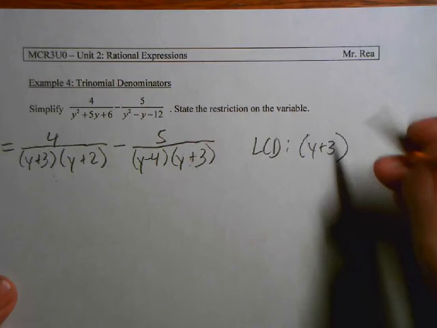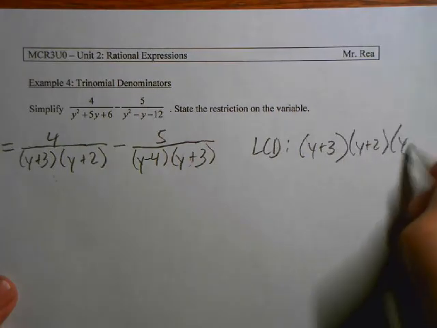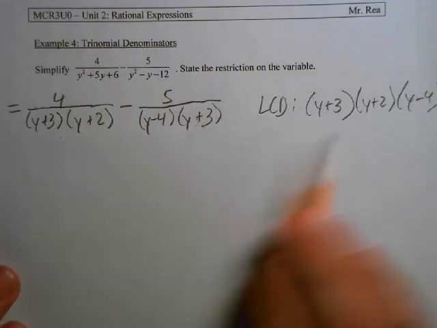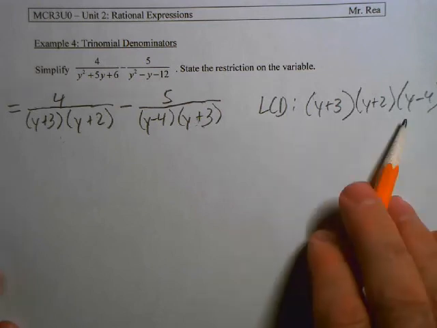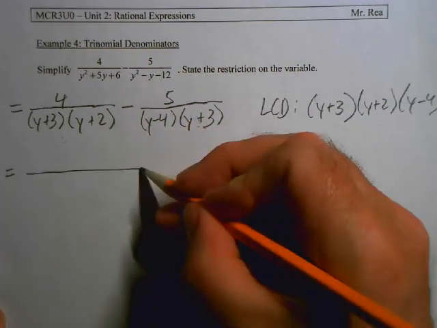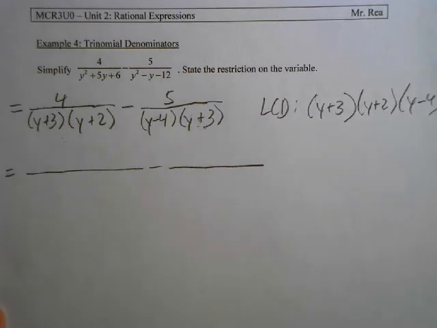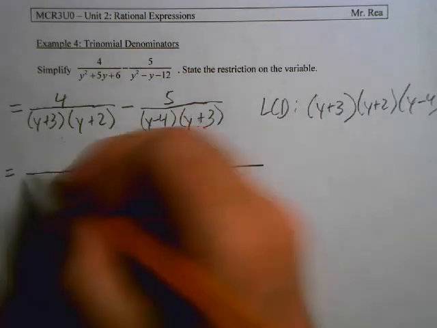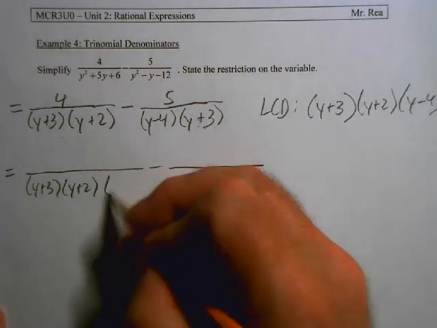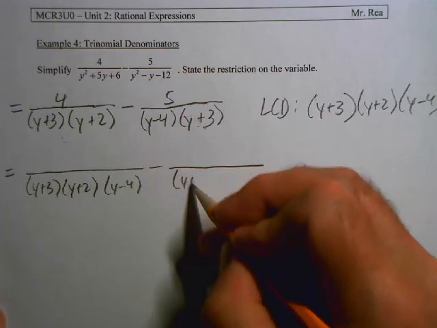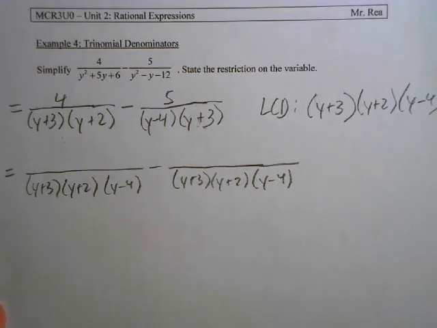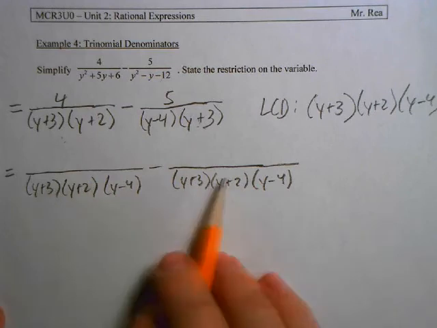And then I look for what else is down here in terms of factors. Well, I've got a y plus 2 and I have a y minus 4. So I have to build my new denominators on the next step so that they have that LCD. Okay, so I'm going to build my template here. I'm going to have a y plus 3, y plus 2, y minus 4 on both of these.